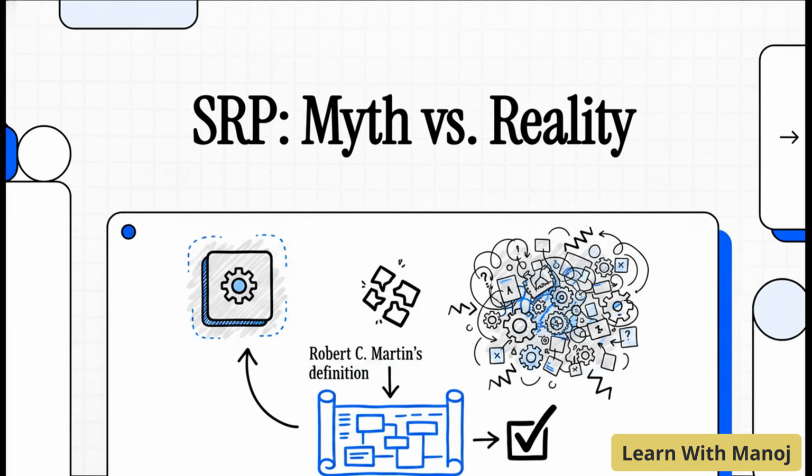But here's the secret. That advice is actually a massive misinterpretation of the original principle. So today, we're going to debunk this myth completely. We're going to look at what the single responsibility principle, or SRP, actually means in the real world, and how you can use it to build way better software.